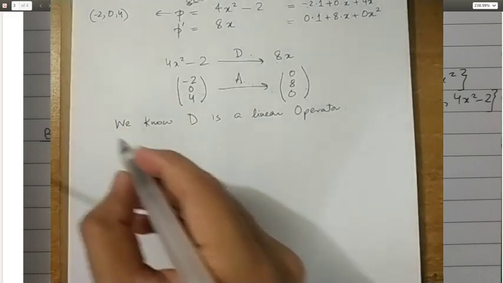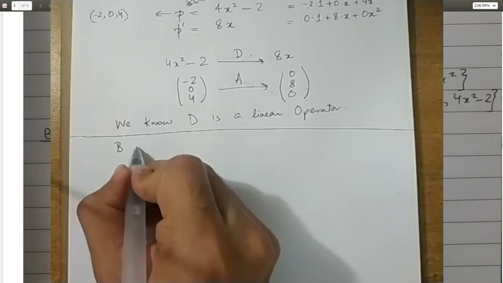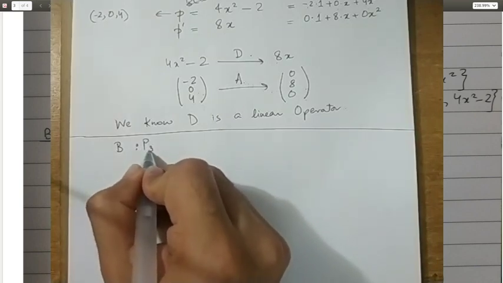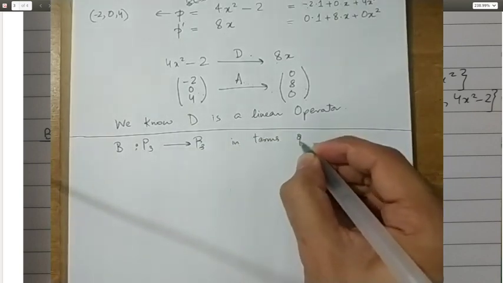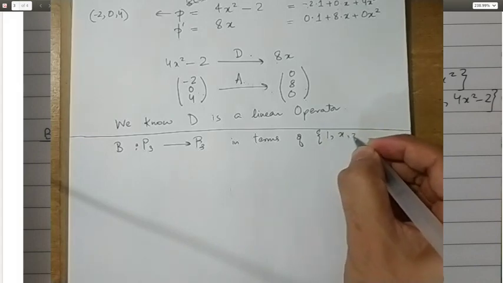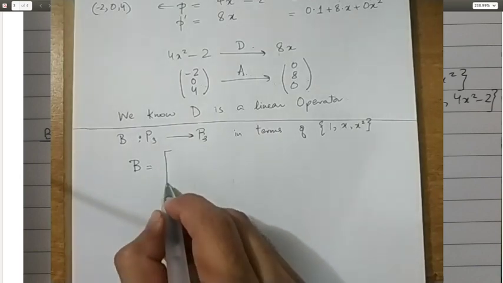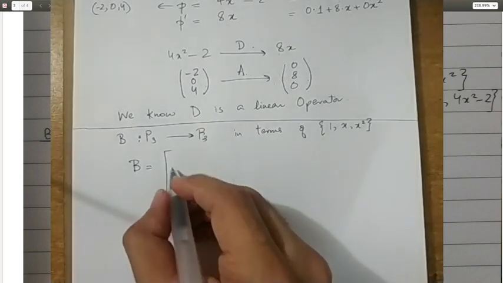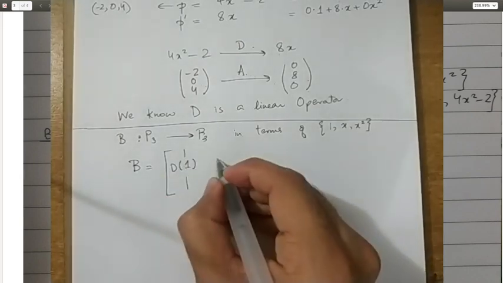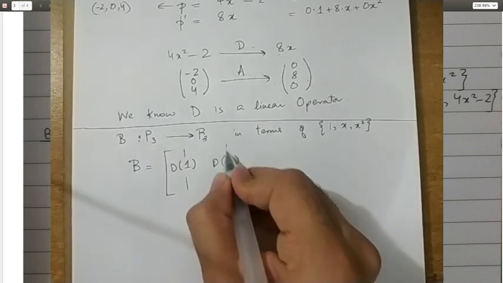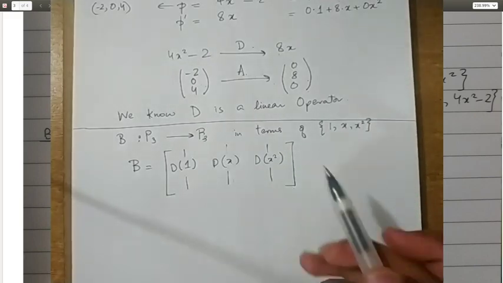So we know that we can make B, basically representing P3 to P3 in terms of the basis vectors 1, x, and x squared. Of course the idea is simple. For standard basis vectors, you need to do nothing, but you need to find what happens to the first standard basis vector, the second standard basis vector, and the third standard basis vector under differentiation.